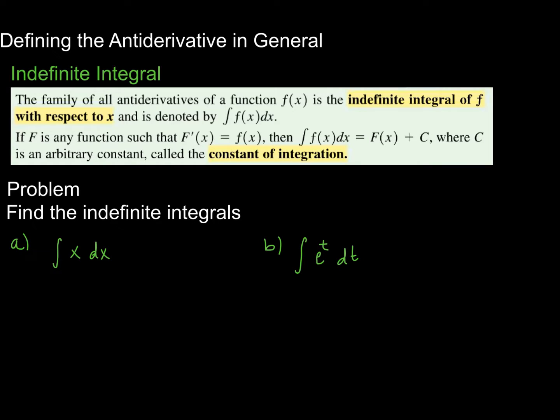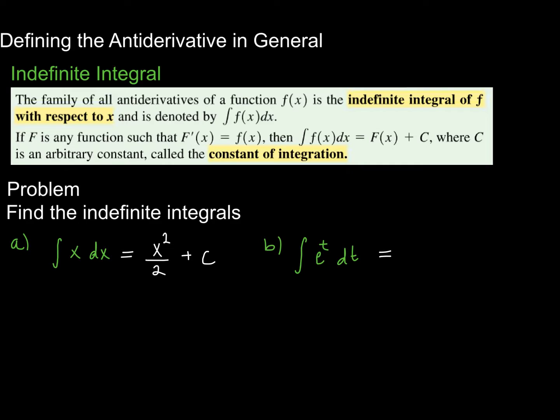Okay, so since each of these is an indefinite integral, what I'm doing is finding what's called the family of antiderivatives. So I want to find a function whose derivative will be x. And using the power rule, I know that that's going to be x squared, but I have to have it over 2 so that when I take the derivative of this, I get simply x. And I can have any constant that I want added on, because when I take the derivative of the constant, I'll get 0.